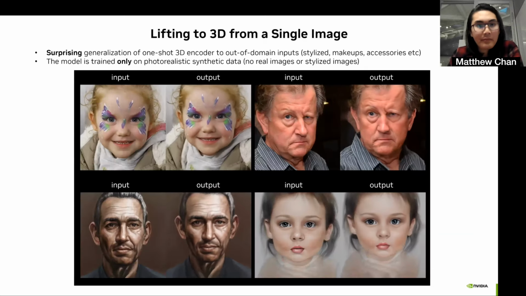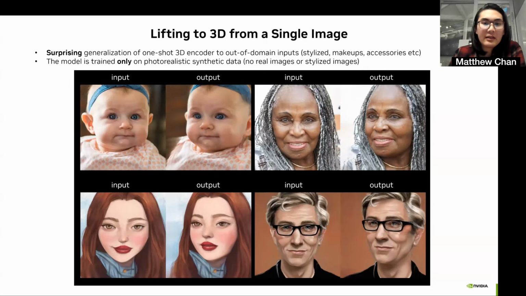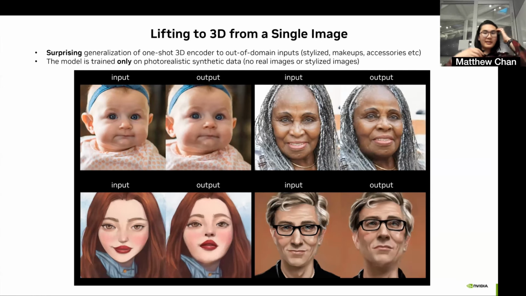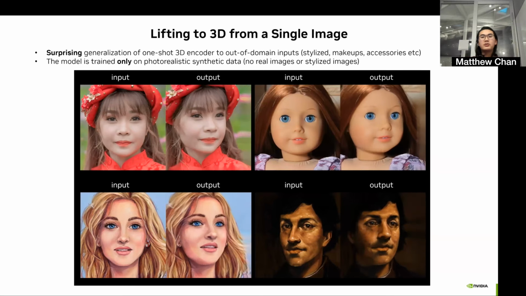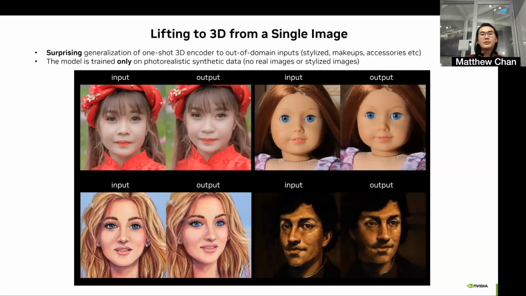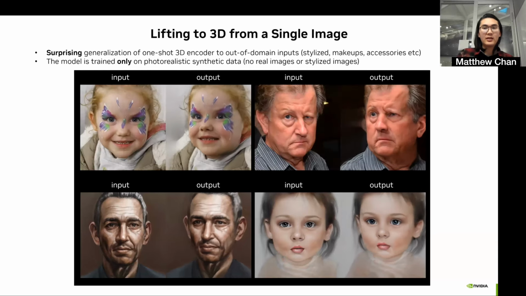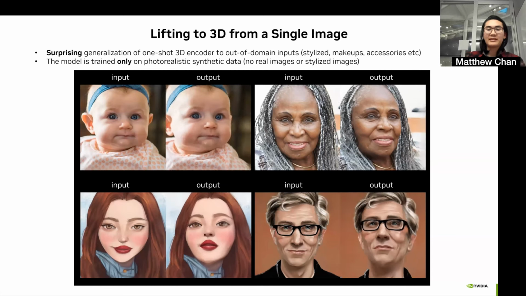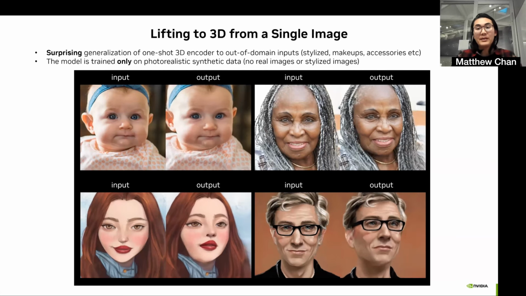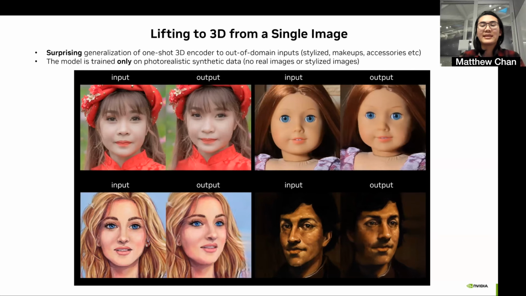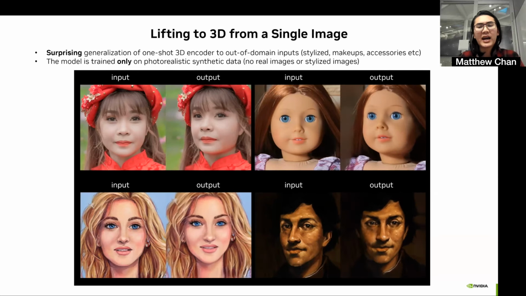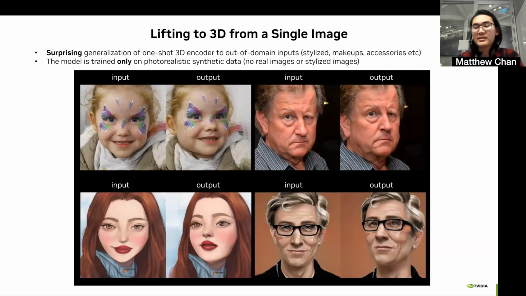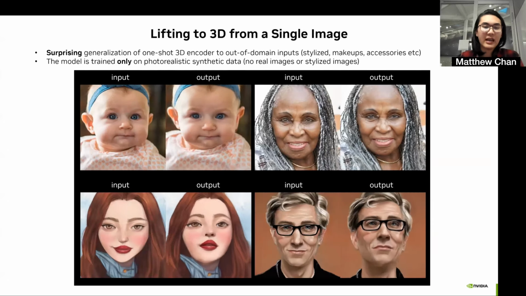At the end of the day, here's the results. So a few interesting and honestly really surprising things that we found is that our model shows really amazing generalization to these out-of-domain inputs. So what that means is that we can use odd expressions, strange makeup and accessories, and even despite being trained only on these photorealistic synthetic data, such a model actually transfers extremely well, even when applied to stylized and cartoonish images, as you see on the bottom.